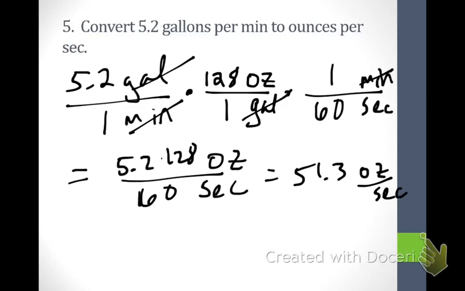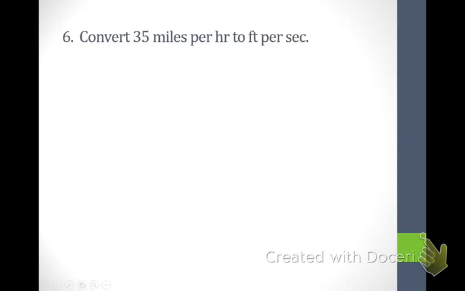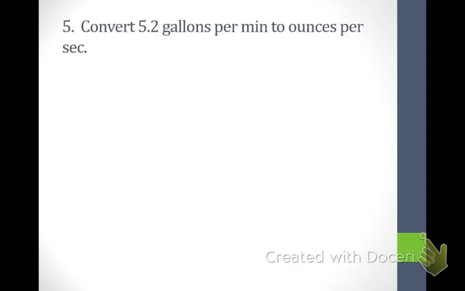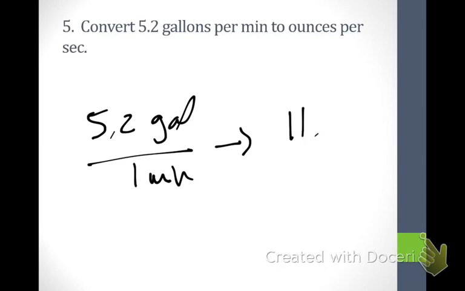That's your units. Okay? Try the next one. Yeah, I gave the wrong answer. Sorry. When you convert this guy over, your 5.2 gallons per 1 minute should actually go to 11.09 ounces per second. Sorry, I got that number mixed up with a different answer. 11.09. Sorry.